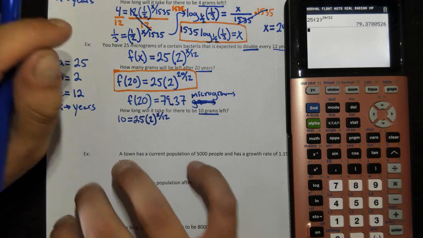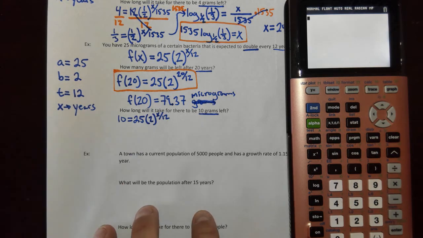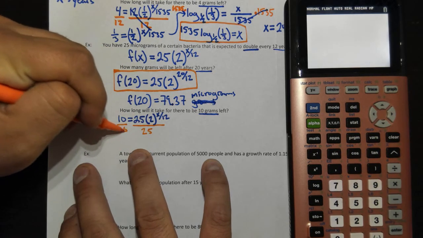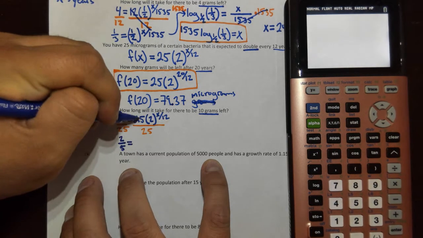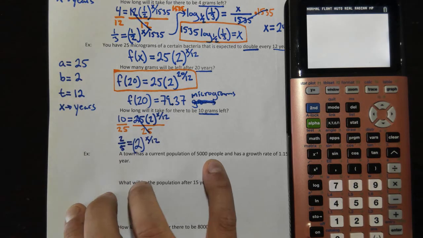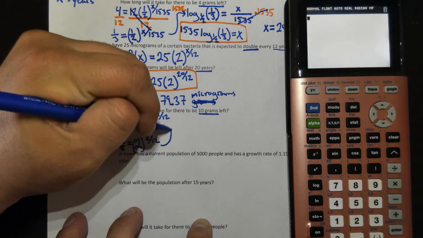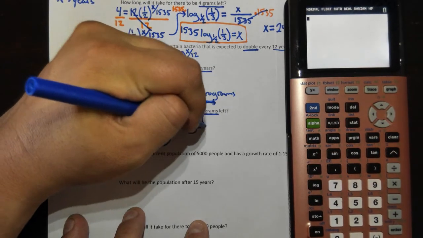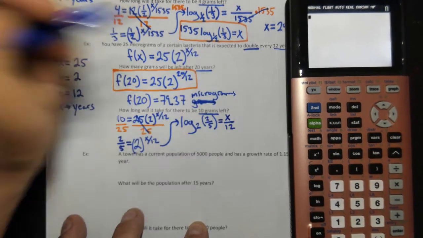And then now we need to solve for x. So again, we want to get our base by itself. Our base in this case is 2. So let's divide both sides by 25. 10 over 25 is going to be 2/5, which is equal to, this cancels, 2 to the x over 12th power. And then from here we can convert forms. So we're going to be converting to log base 2 of 2/5 is equal to x divided by 12.